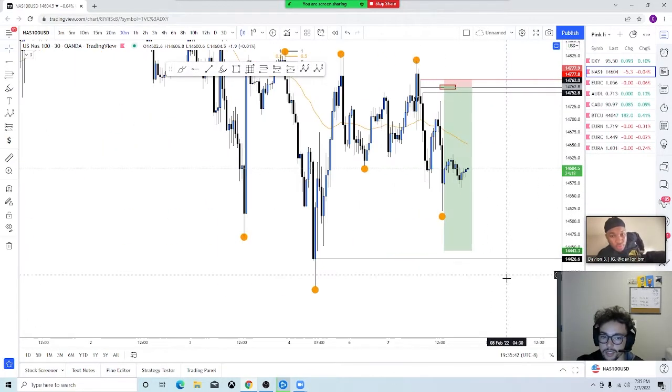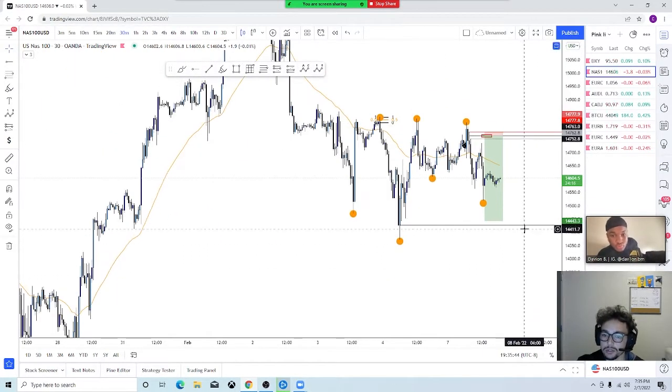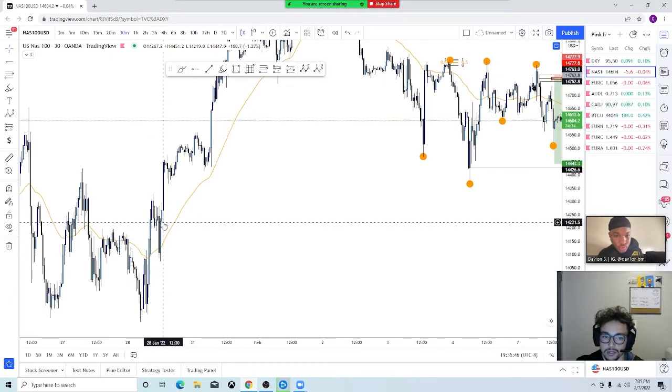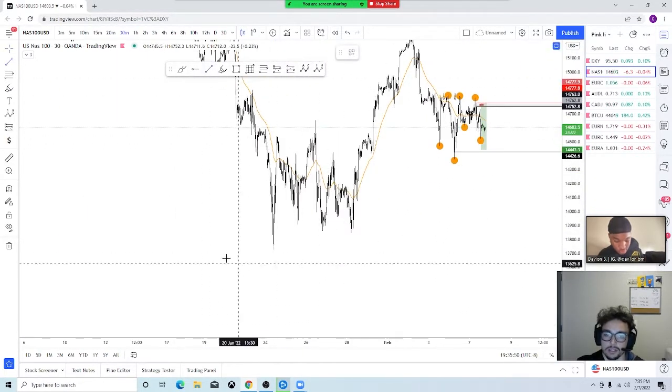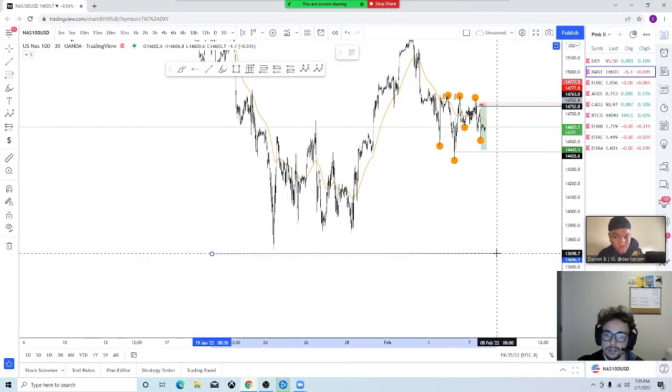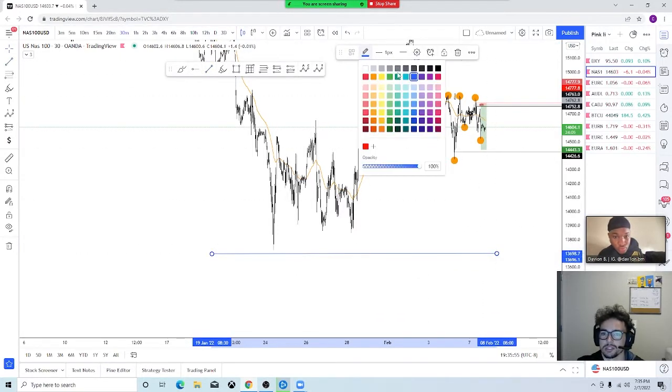Boom, impulse down. I'm really looking to clear these lows to come back into this candle right here, or even to clear these lows. Honestly, I really think this needs to get closed right here. Why does my trend line keep changing colors like that, bro?